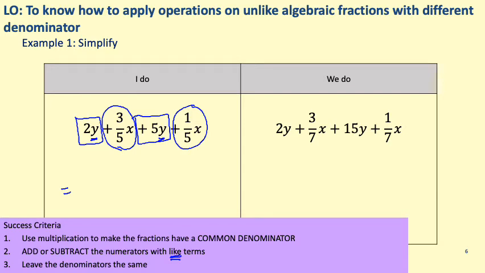I'm going to deal with my y's first. I have 2 lots of y plus 5 lots of y, which is 7 lots of y. I then have 3 over 5 lots of x plus 1 over 5 lots of x. My denominators are the same, so I just add my numerators. So I get 4 over 5 lots of x. So there's my answer. Can you pause the video now and give yourselves 45 seconds working through the redo?